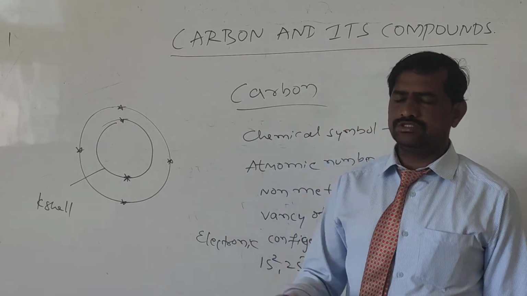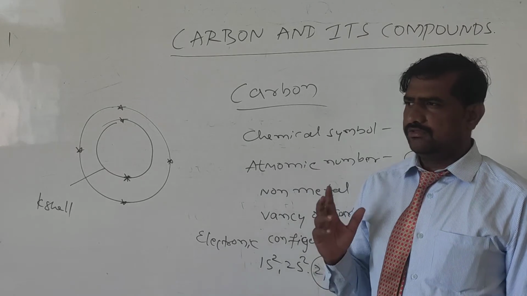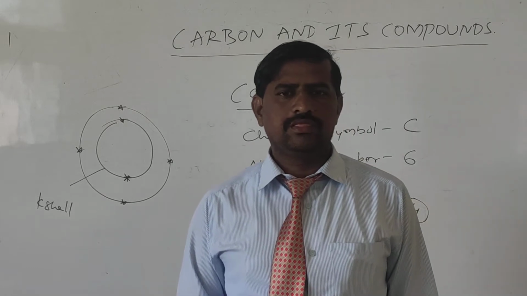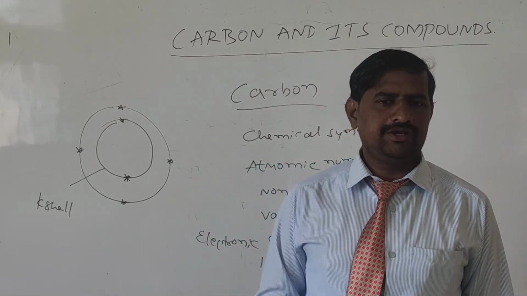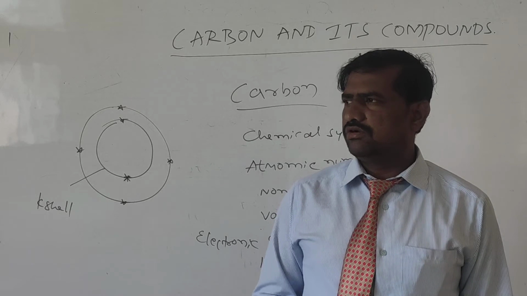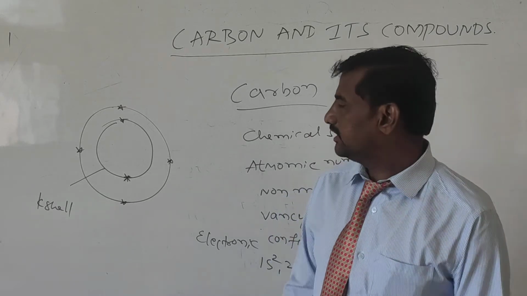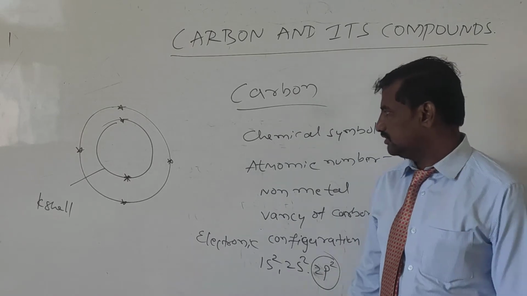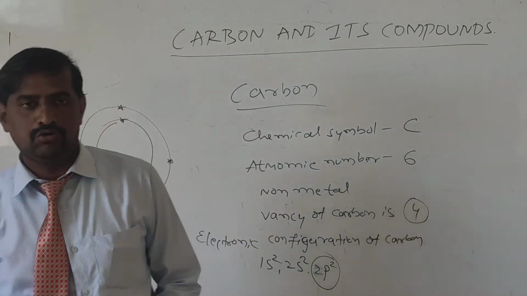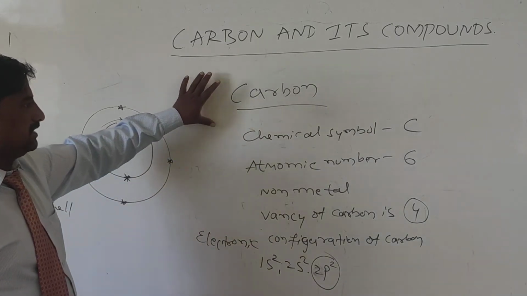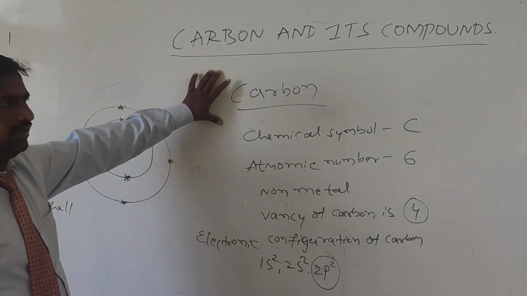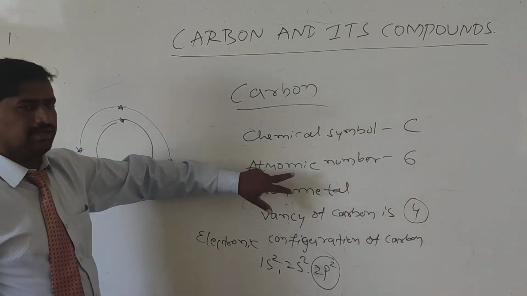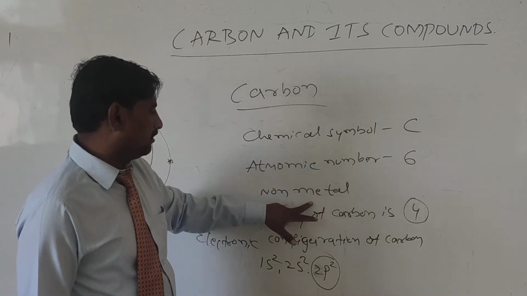So what is an ionic bond and what is a covalent bond? An ionic bond is the bond formed by the transfer of electrons. What is a covalent bond? The bond formed by the sharing of electrons is called the covalent bond. Here in carbon, sharing of electrons takes place. Okay, so this is about carbon and the covalent bond. Just see here once again. Carbon is a non-metal, and the chemical symbol of carbon is capital letter C. The atomic number of carbon is 6, and carbon is a non-metal.